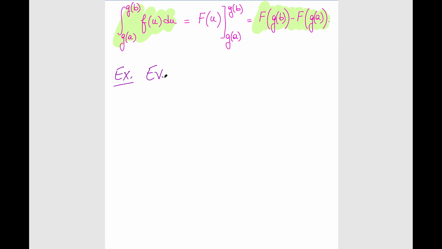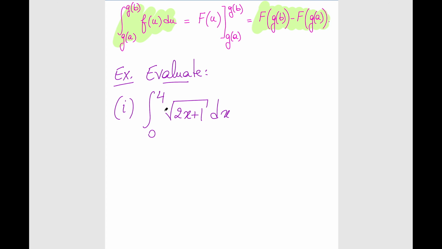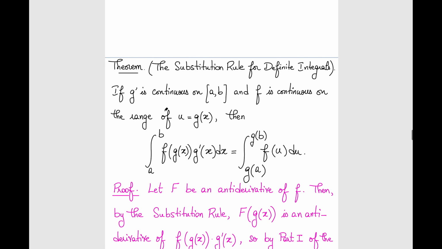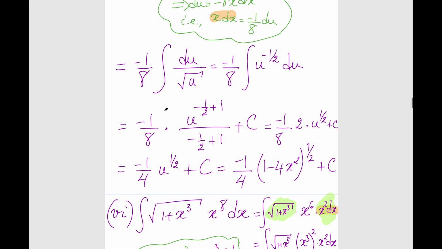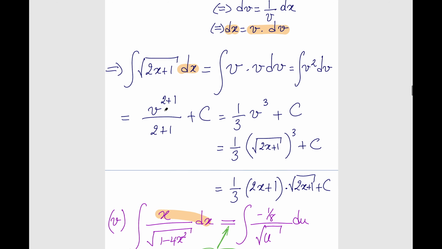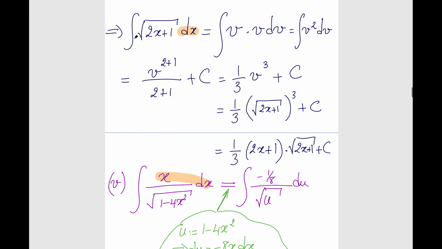So let's evaluate part 1, the integral from 0 to 4 of the square root of 2x plus 1 dx. Okay, I think we did this before. I think we did this above. And we did it in 2 ways. What did we find at the time? Oh, right there. You see this? Primitive of square root of 2x plus 1 dx, we found it to be this guy, right? Correct? We found it to be this guy.